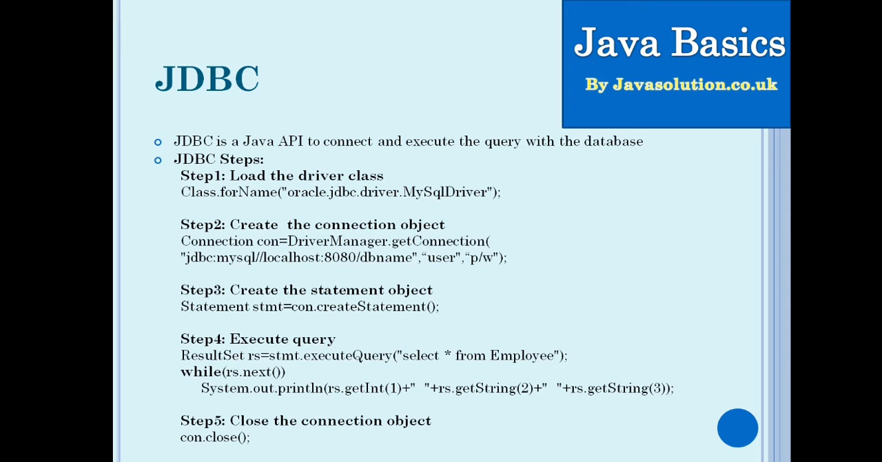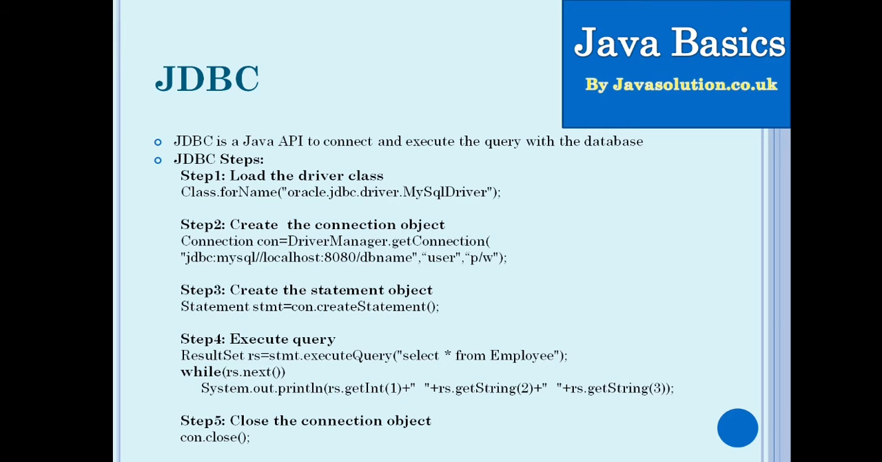JDBC. So JDBC is a Java API to connect and execute queries with the database. There are a few steps we need to follow for JDBC. JDBC is normally used when your program needs to save something into any kind of database. It can be Oracle, MySQL, or SQL Server. If you want to save, retrieve, delete or modify anything there, you can use a JDBC connection, right? So there are a few steps you need to follow.